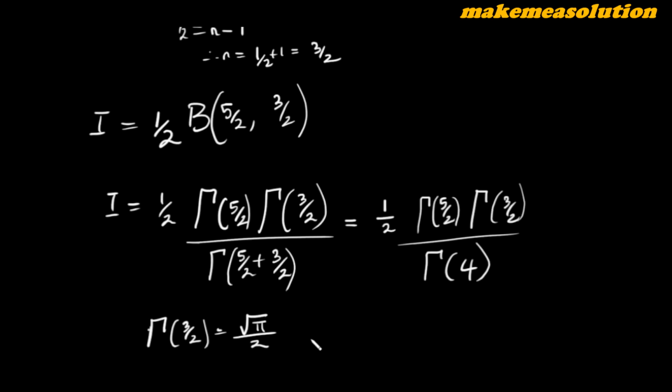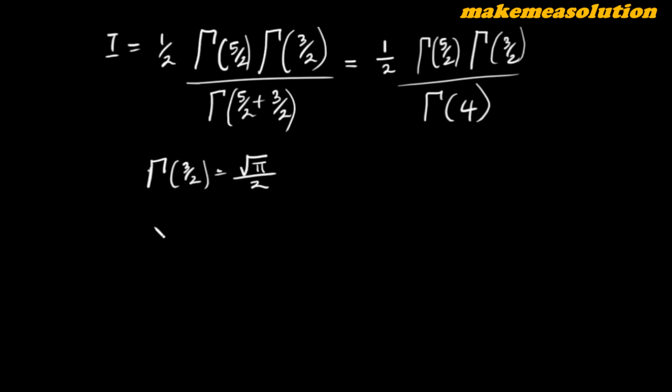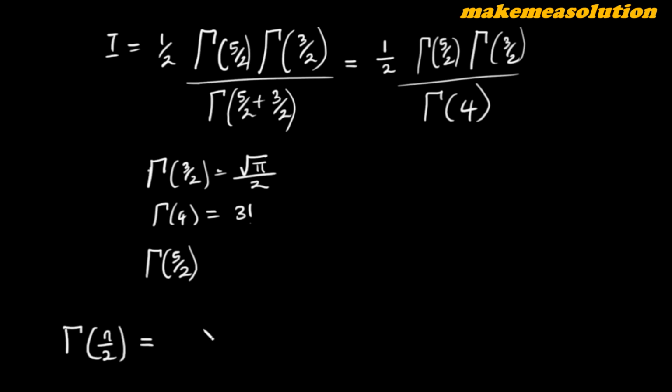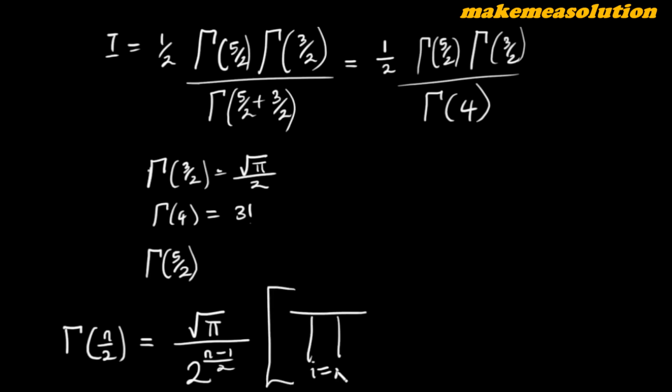This is something you should be very conversant with. Then we know gamma of 4 as 3 factorial. So how do you find gamma of 5 over 2? In one of the videos, I introduced a formula for finding the gamma of half integers. The formula goes like this: gamma of n over 2 is given to us as root pi, divided by 2 raised to the power of n minus 1 over 2, everything multiplied by the product of all odd numbers from 0 to n minus 3 over 2.